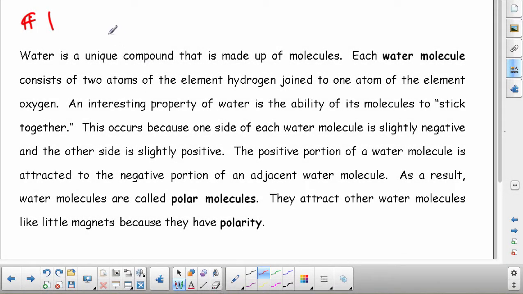This is paragraph 1 of the reading Properties of Water. So let's take a look at the properties of water and why water behaves the way it does in the presence of energy or in the absence of energy.